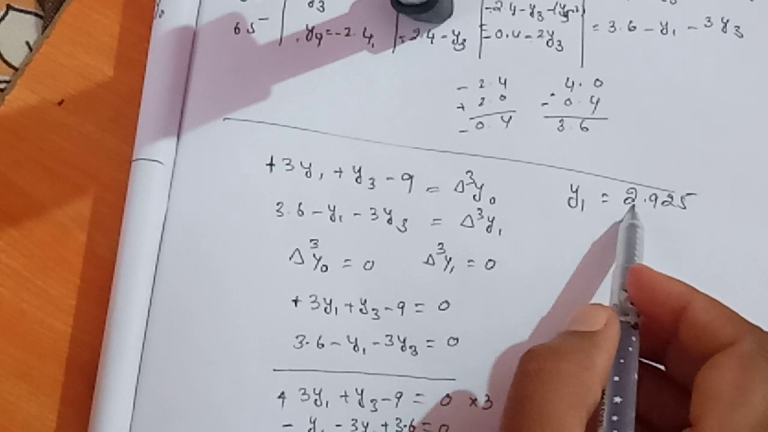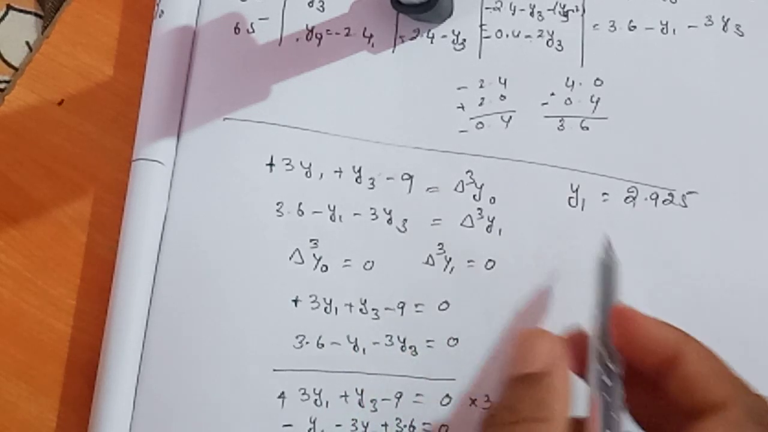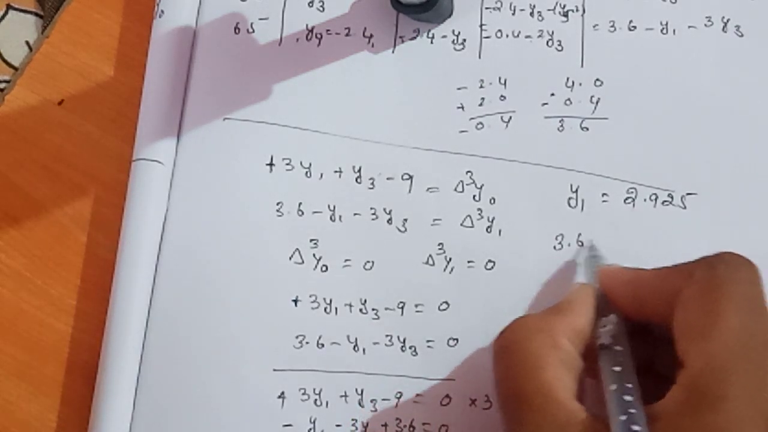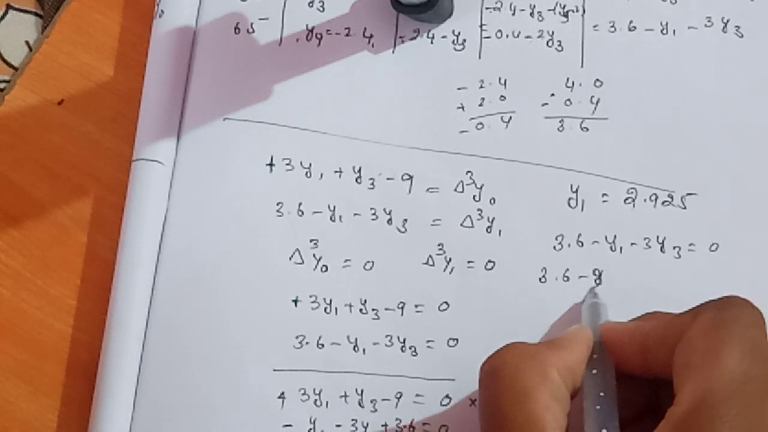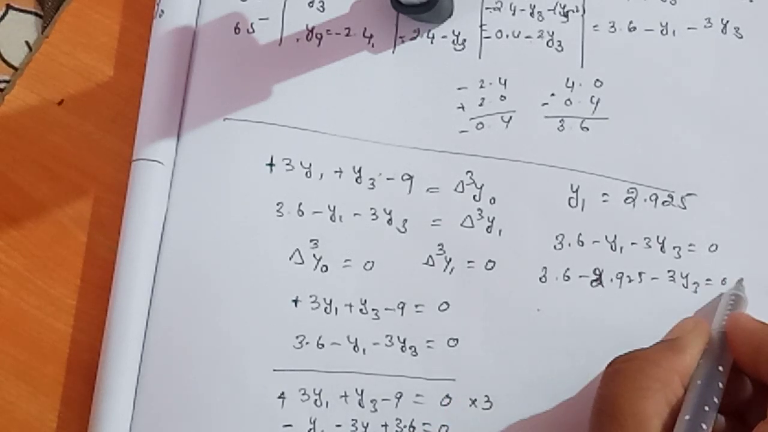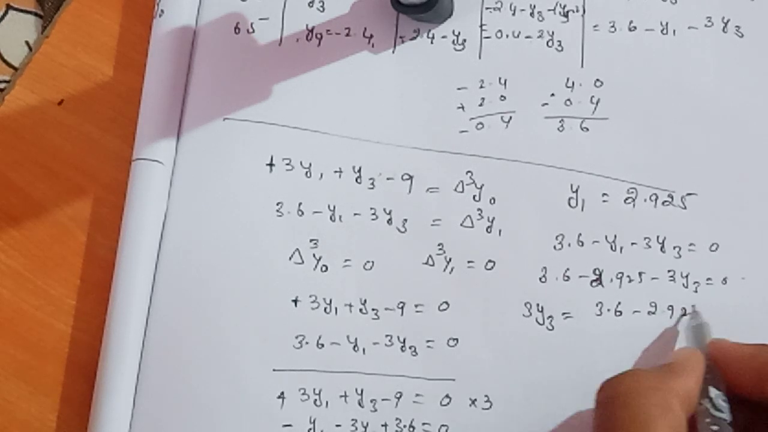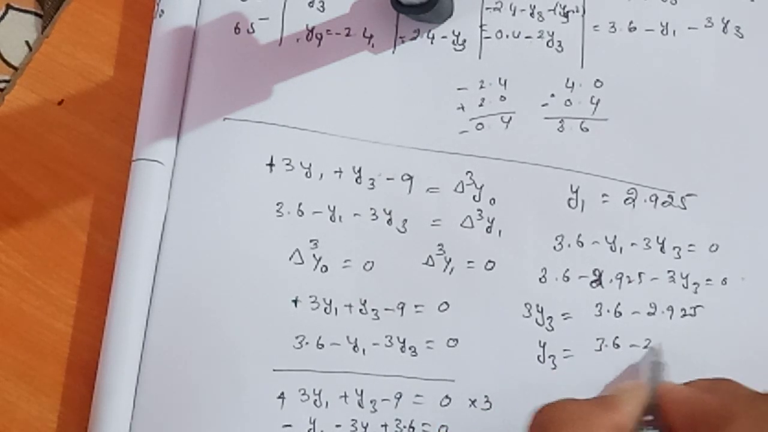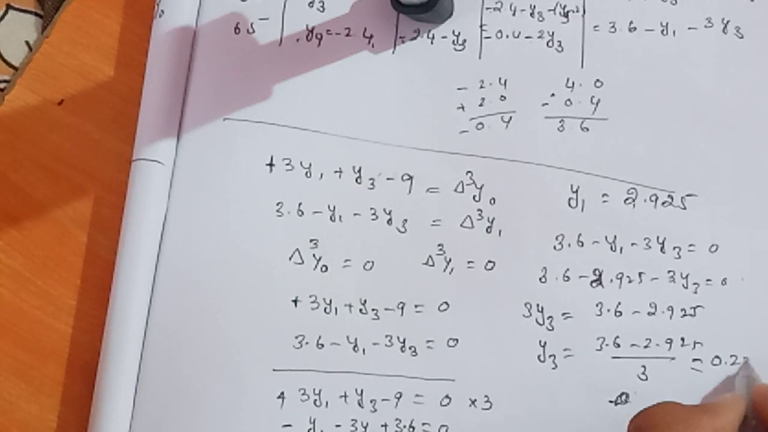Now let us substitute this y1 in any of these equations, so that we will get y3. Right? Now here I am substituting y1 in 3.6 minus y1 minus 3y3 equal to 0. So 3.6 minus y1, that is 2.925, minus 3y3 equal to 0. Or 3y3 I am bringing to this side, 3y3 equal to 3.6 minus 2.925. So now y3 equal to 3.6 minus 2.925 divided by 3. Now if we simplify, the y3 value will be equal to 0.225.